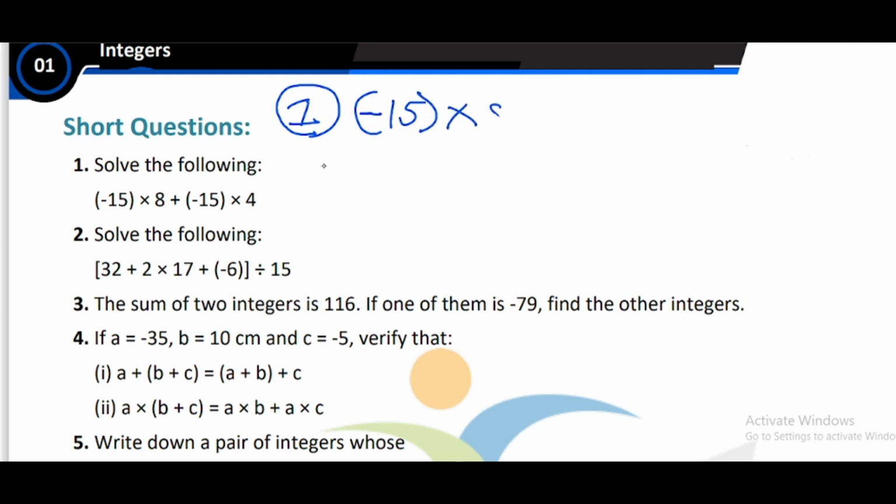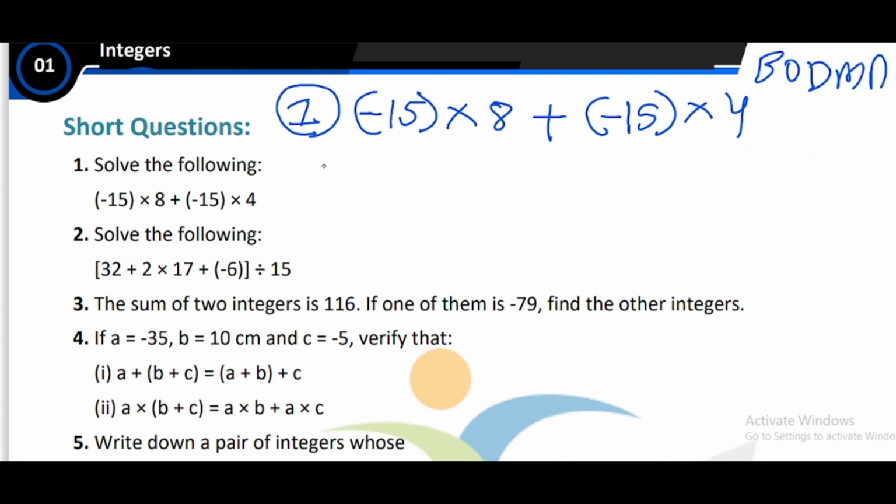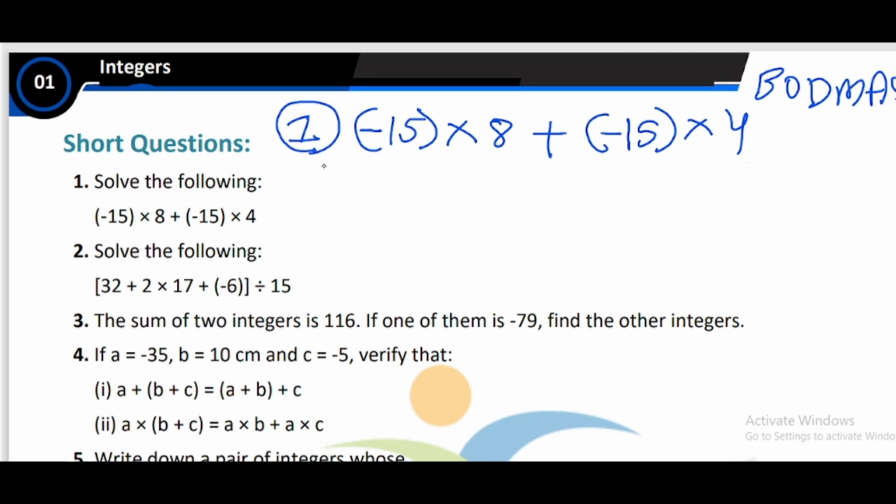multiplied with 8, then add with minus 15 multiplied with 4. First we use the formula of BODMAS. First we solve the bracket, then division, then multiplication. In this question the multiplication is given, so first we solve the multiplication.